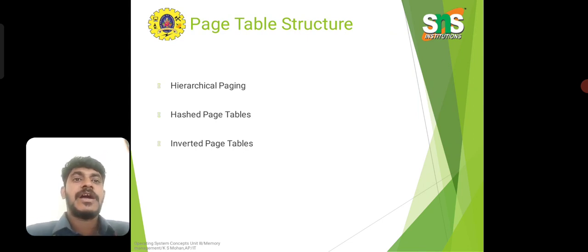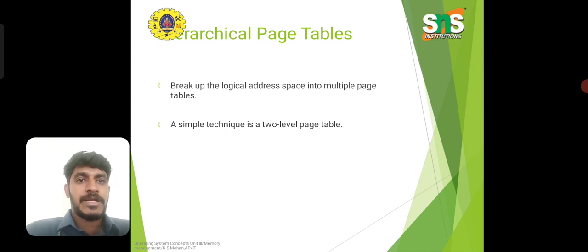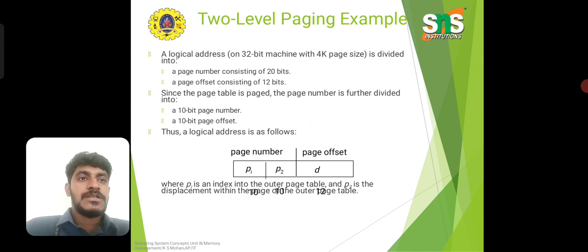The page table structure includes hierarchical paging, hashed page tables and inverted page tables. Hierarchical paging breaks up the logical address space into multiple page tables. A simple technique is a two-level page table. The logical address is divided into a page number consisting of 20 bits and a page offset consisting of 12 bits. Since the page table is paged, the page number is further divided into a 10-bit page number and a 10-bit page offset. Thus a logical address has the page numbers P1, P2 and a page offset.